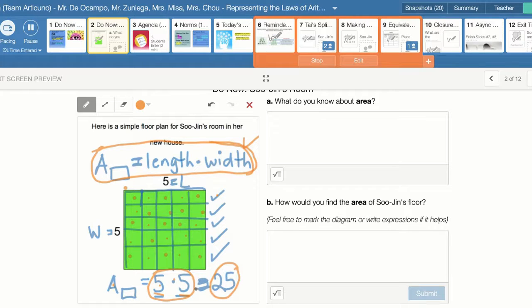Groups always reminds me of multiplication. So hopefully you do see the 25 in this drawing, and hopefully you do see the 5 groups of 5. Area of a rectangle is always going to be length times width.